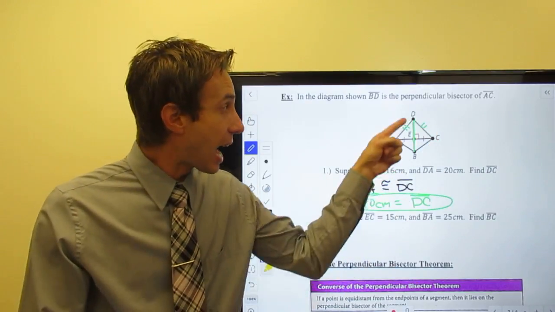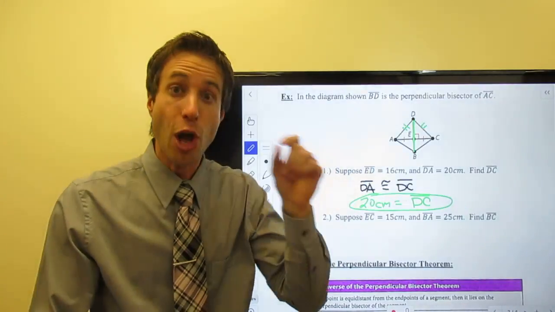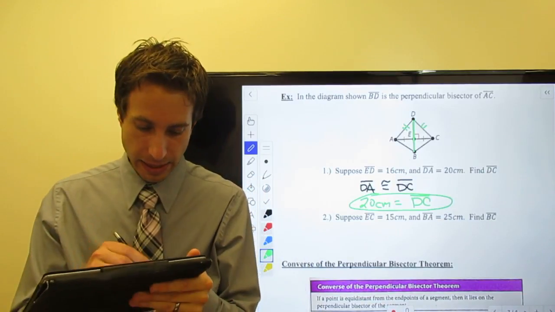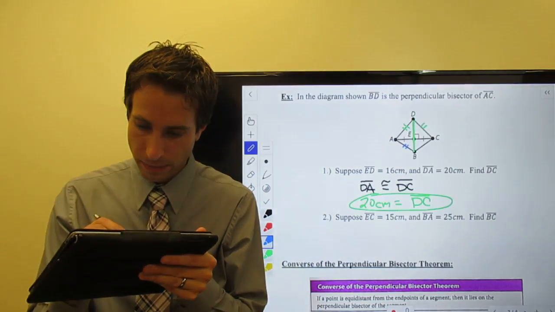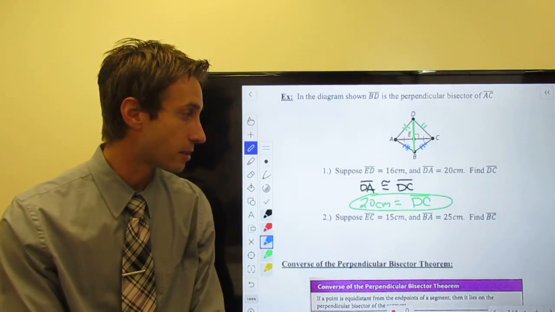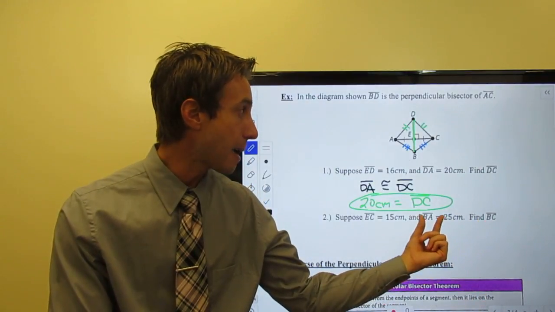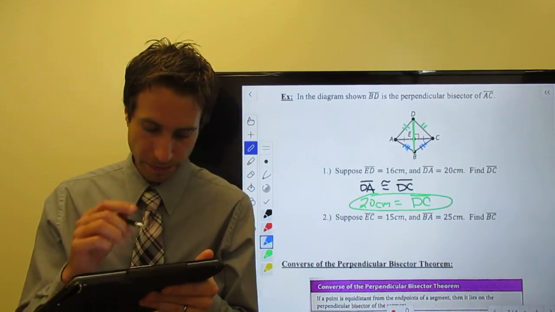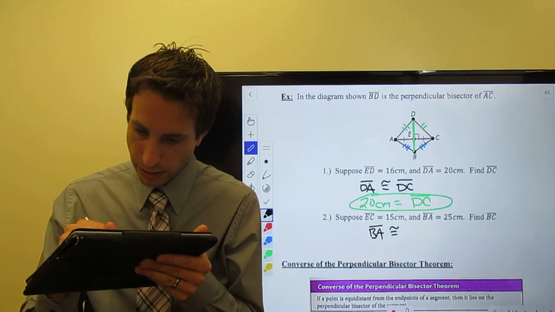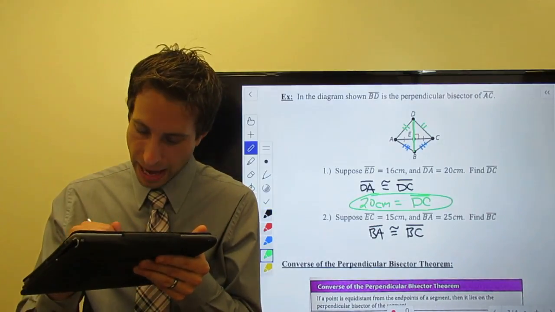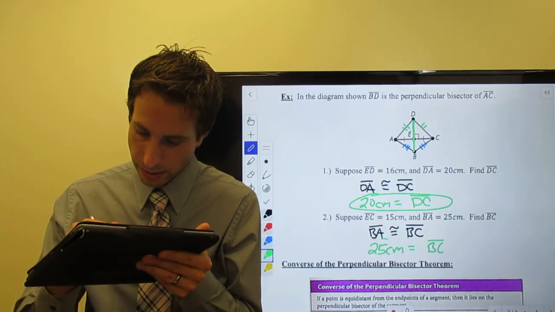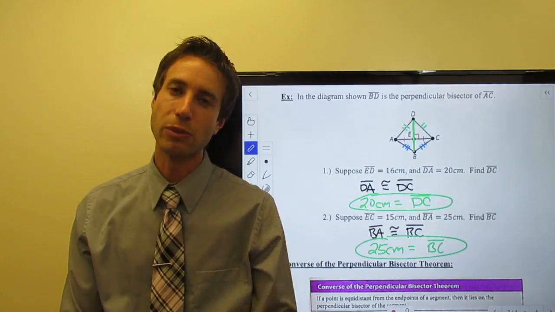It doesn't matter. I know this is a perpendicular bisector, which means point B is equidistant from both A and C. They have to be the same distance. That's what the theorem says. Well, since AB is 25, I know that BA is congruent to BC, and BA was 25 centimeters, so that must be the distance of BC.